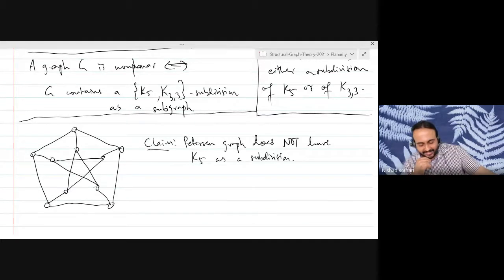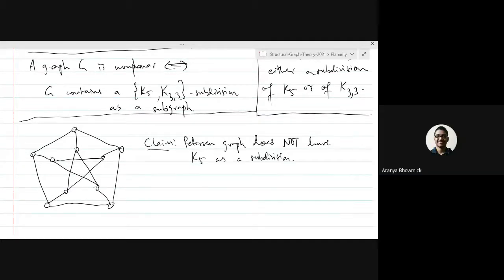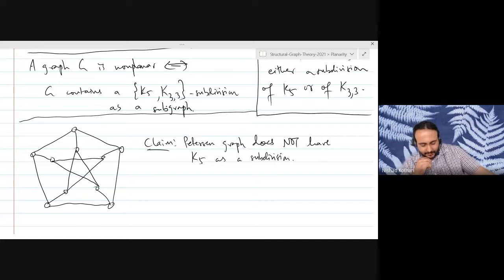Okay, tell me. So first of all, the Petersen graph doesn't have K5 as an induced subgraph. So the only possibility is that if it has a subdivision of K5 as a subgraph, then that subdivision must have at least 11 edges. But the Petersen graph has exactly 10 edges. I see. The Petersen graph has 15 edges.